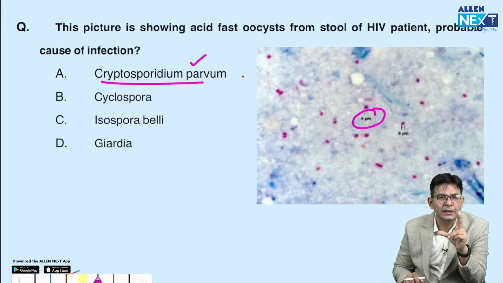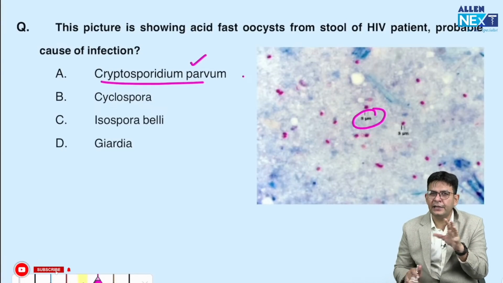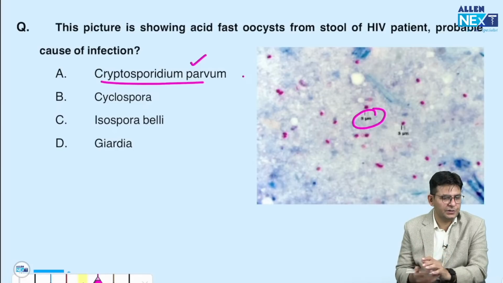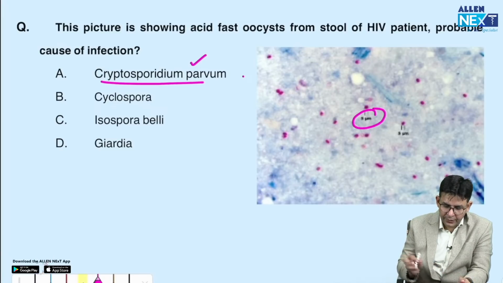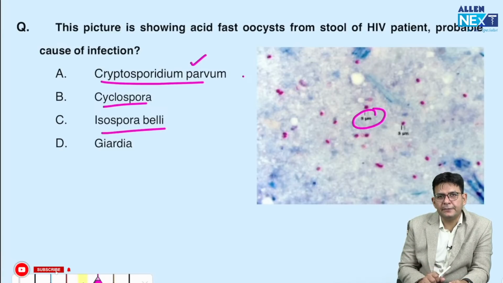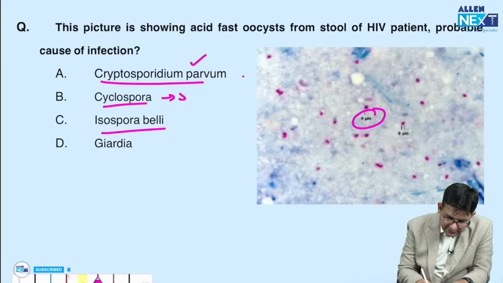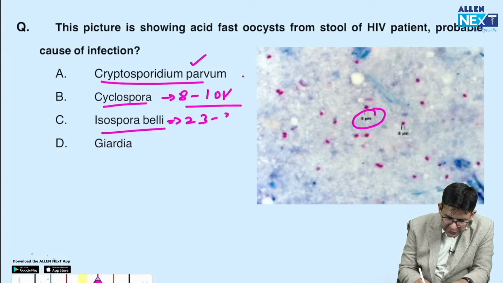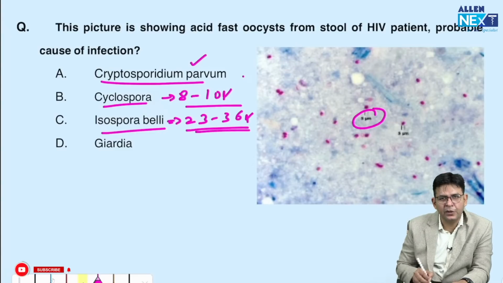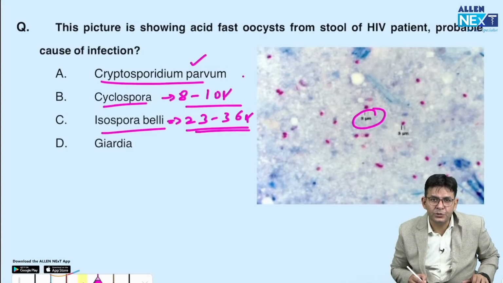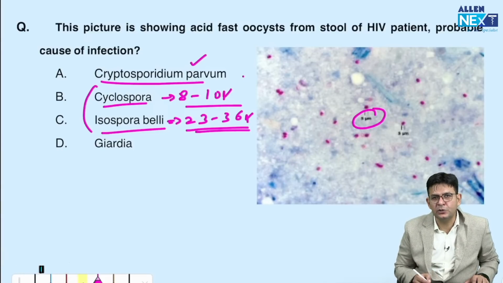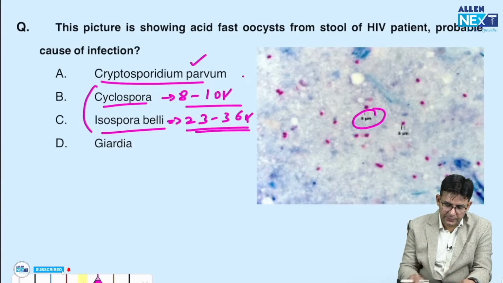What is the drug of choice for this? Nitazoxanide. And it causes a problem in HIV positive. Cyclospora and Isospora belli are also there. Cyclospora has 8 to 10 or 8 to 12 microns. Isospora belli has an oocyst size of 23 to 36 micron, and one more that causes diarrhea in HIV positive is Microsporidium, Enterocytozoon bieneusi. So don't forget that one. And for these two, Cyclospora and Isospora, what is the drug of choice? Cotrimoxazole.